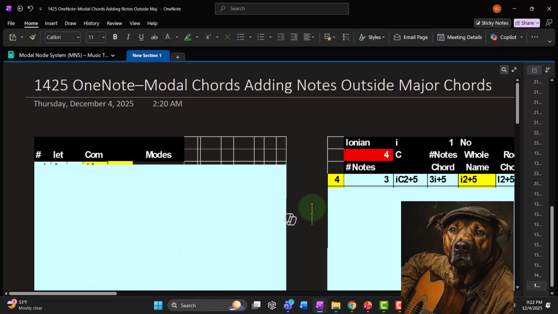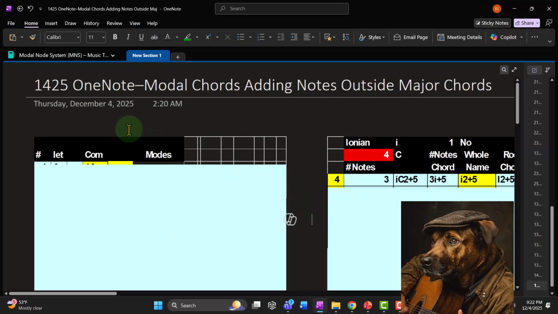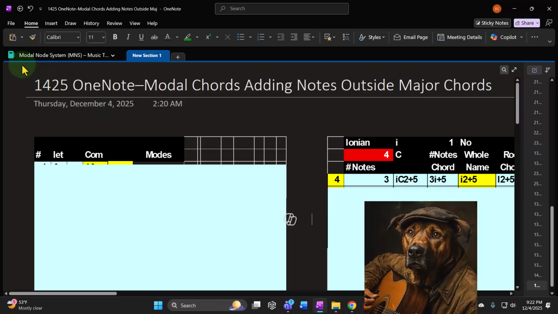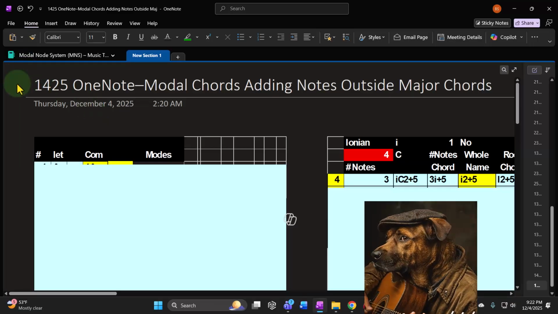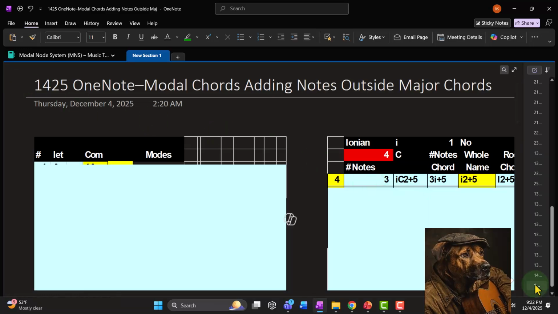You're not required to, but if you have access to it and would like to follow along, we're currently in the OneNote file of Modal Node System, MNS, Presentation 1425, OneNote Modal Chords, adding notes outside major chords, list of presentations on the right-hand side.